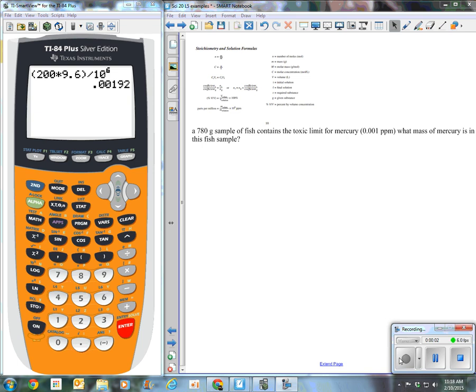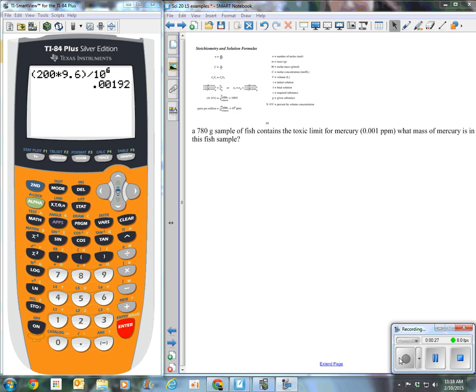So here we are now working on this particular example. A lot of times we do talk about fish, usually because it has a high mercury content, and that's kind of a concern. So here we go. I have a 780-gram sample of fish that contains the toxic limit for mercury, which is 0.001 parts per million. What mass of mercury is in the fish sample?